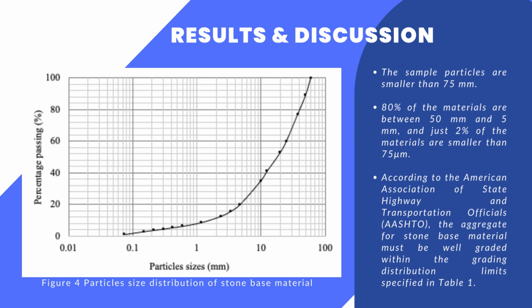So these are the results. Through sieving, we get the particle size distribution analysis. From this finding, we can observe that the sample is smaller than 75 mm, and 80% of the samples are between 50 mm and 5 mm.